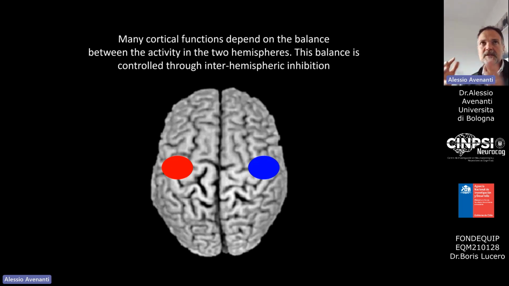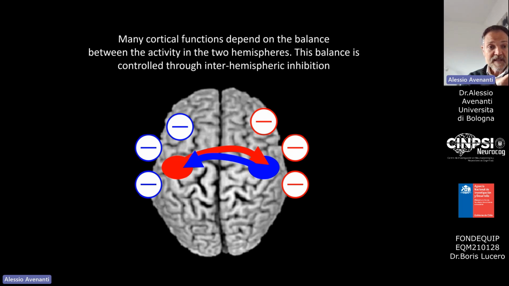It rests on the idea that the two hemispheres are in reciprocal inhibition. So there is a balance between the two hemispheres, the left and the right hemisphere, and the homologous region sends inhibitory projections on the homolog area. For example, the primary motor cortex on the left side sends inhibitory projection on the right motor cortex on the right side of the brain, so the right hemisphere.